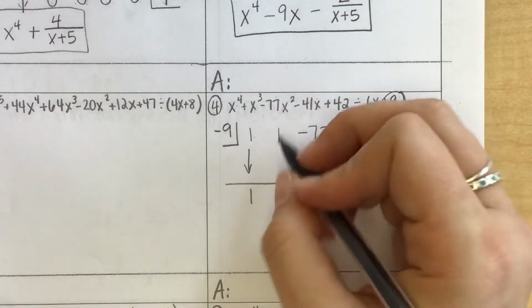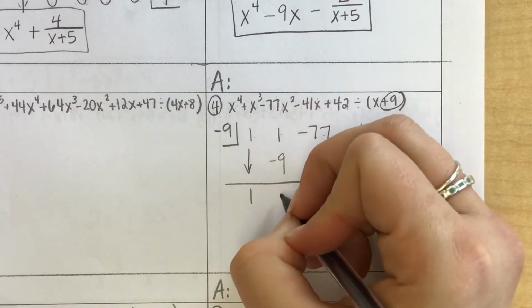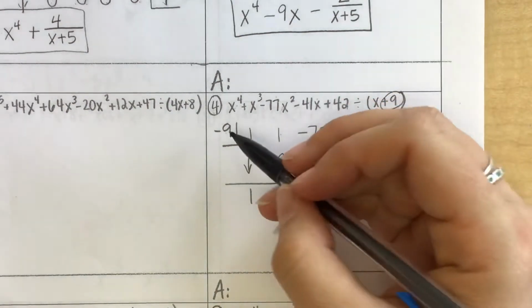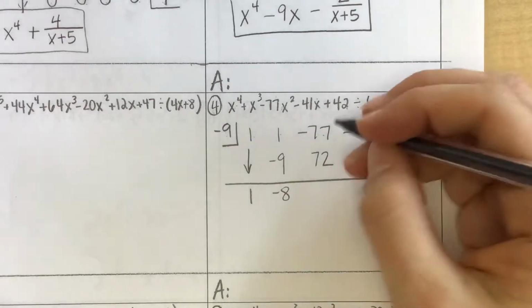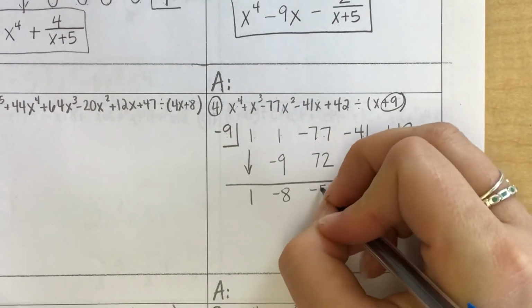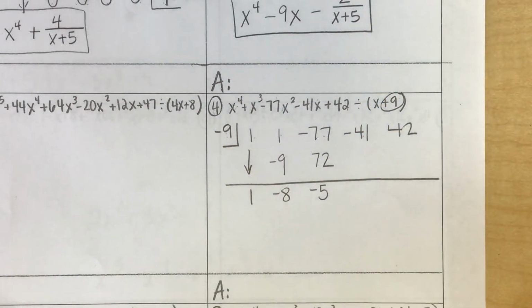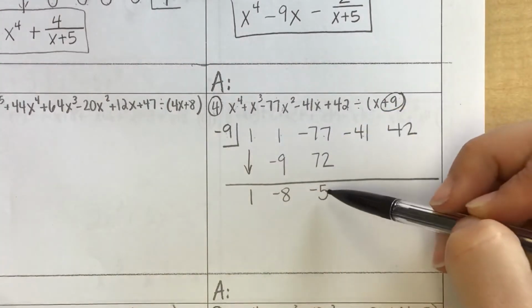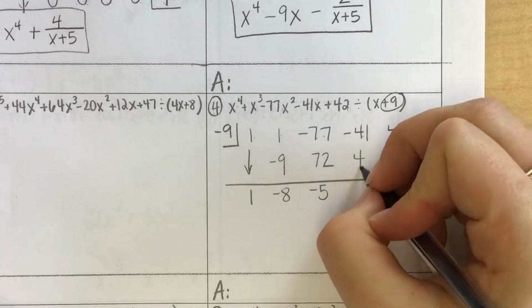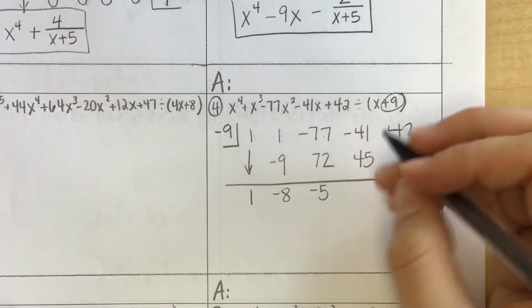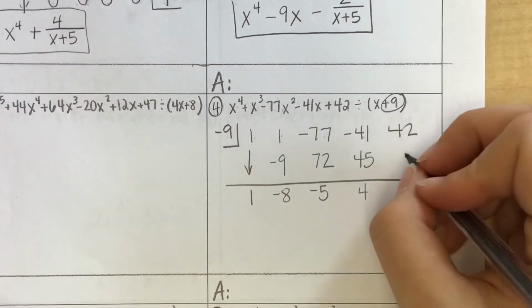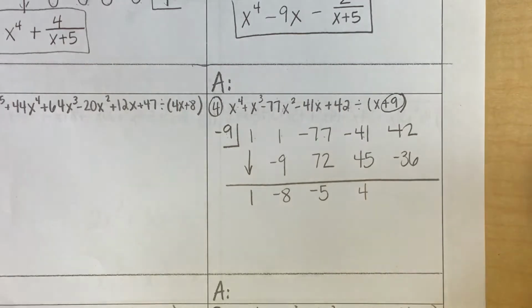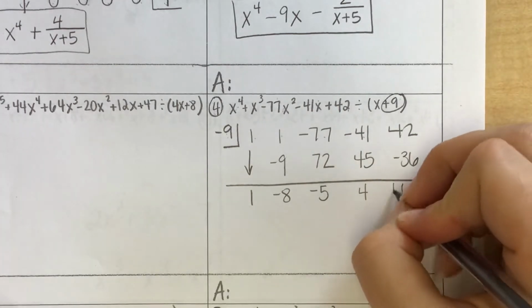Negative 9 times 1 is negative 9, add going straight down. Negative 9 times negative 8 is a positive 72, add going straight down, and it leaves me with negative 5. Negative 9 times negative 5 is a positive 45, add going straight down, and you'll get 4. Negative 9 times 4 is negative 36. Add going straight down, I have 6.